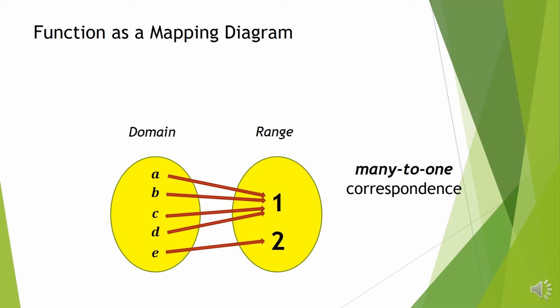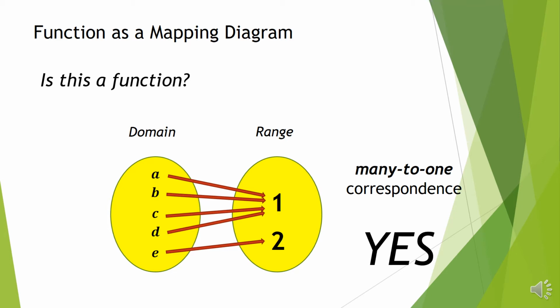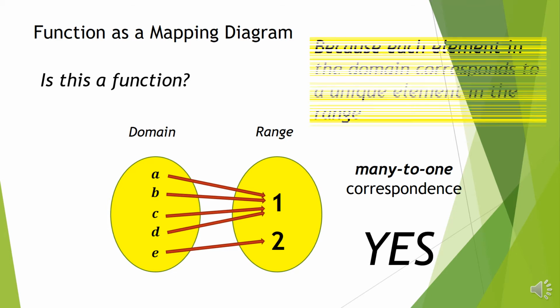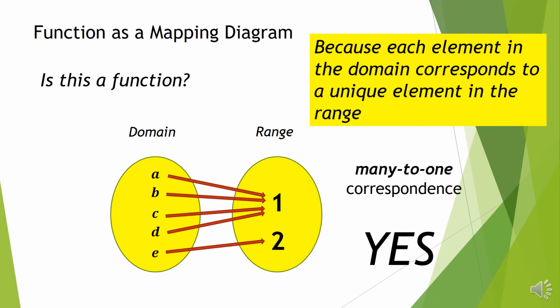How about many-to-one correspondence? Is this a function? The answer is yes. This is a function. Why? Because each element in the domain corresponds to a unique element in the range. So you have observed that A corresponds to 1, B corresponds to 1, C corresponds to 1, D corresponds to 1. Then we can say that this diagram is a function.